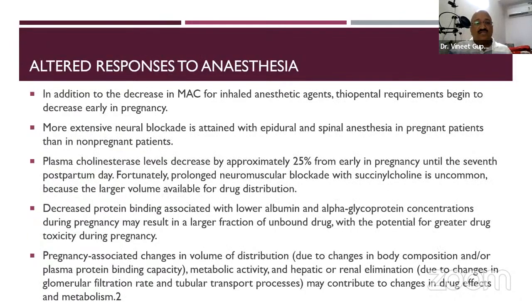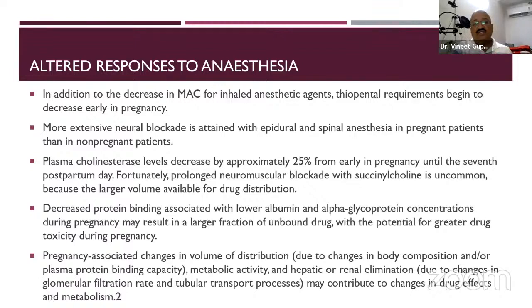Then, altered response to anesthesia: MAC decreases, and more extensive neural blockade is attained with epidural and spinal anesthesia in pregnant patients because of the engorgement of the space. Plasma cholinesterase level decreases by 25% from early pregnancy to the seventh postpartum day. Fortunately, prolonged neuromuscular blockade with succinylcholine is uncommon. Decreased protein binding associated with lower albumin and alpha-1 acid glycoprotein concentration in pregnancy may result in a larger fraction of unbound drug, with a potential for greater drug toxicity during pregnancy.